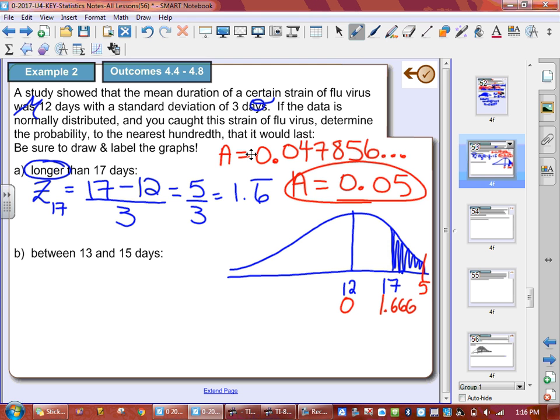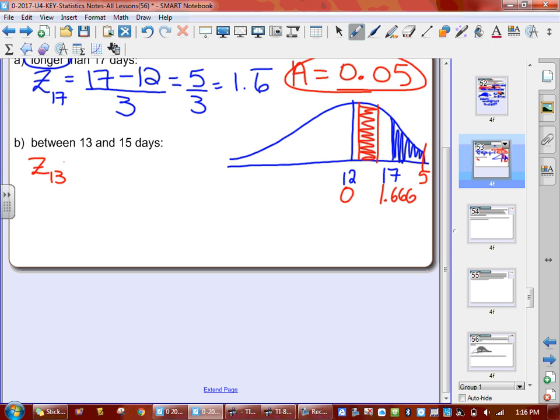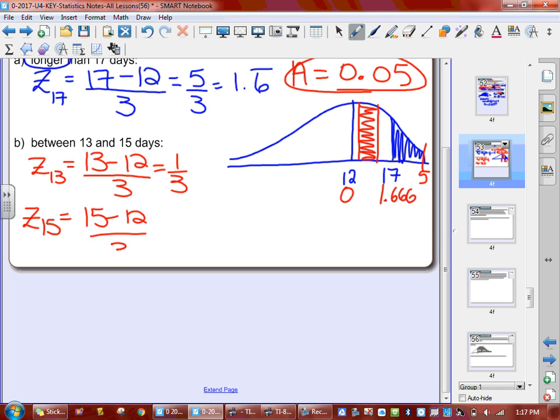Now we're going to do the exact same thing for between 13 and 15 days. But now we need to have the Z-scores again. So 13 is above 0, it'll be in here somewhere, and 15 will be in here somewhere, and that's the data we're trying to find. But we need to find the Z-scores for them, so that's our very next step. Z-score of 13, we do the same steps: 13 minus 12 divided by 3 gives us 1/3. Z-score of 15: 15 minus 12 over 3, which is 3 over 3, which is 1.